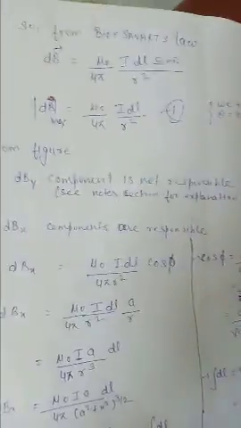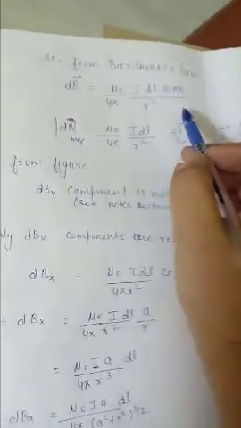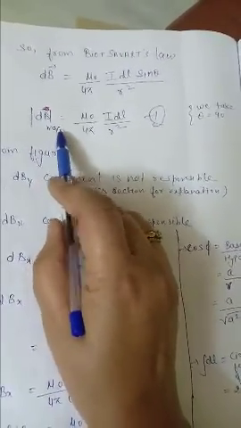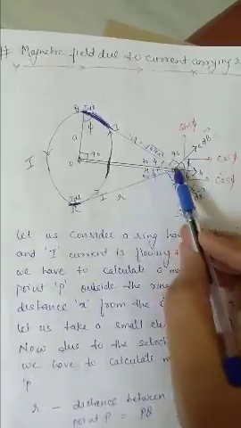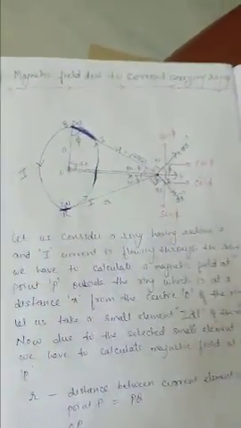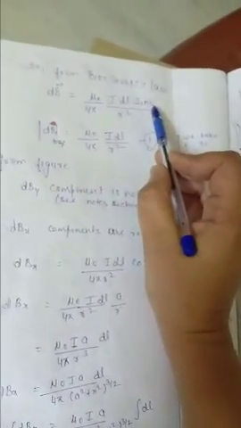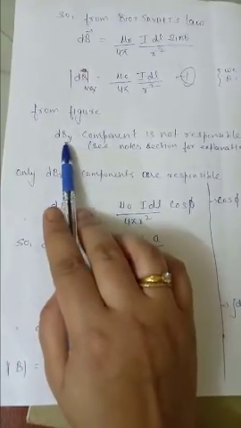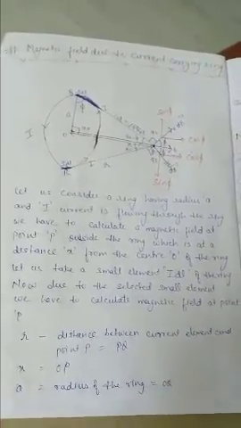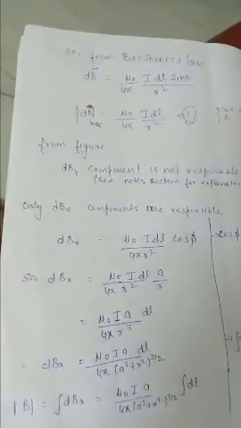Using Biot-Savart's law, which is this, as we have already discussed, I have already mentioned that we get dB maximum at 90 degrees, so that is why we draw dB at a 90 degree angle from the current element. We take theta as 90 degrees, so we get maximum magnetic field. From the figure, I have already discussed that the dBy components are not responsible because they are equal but in opposite directions. Only the x components are responsible for the magnetic field.